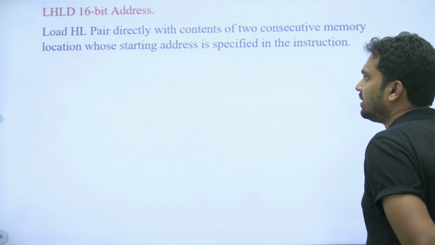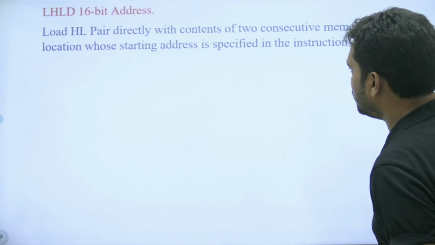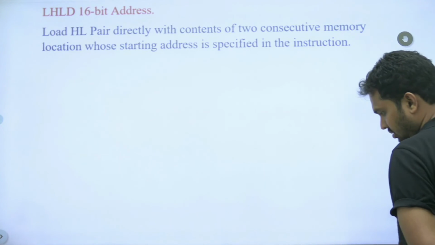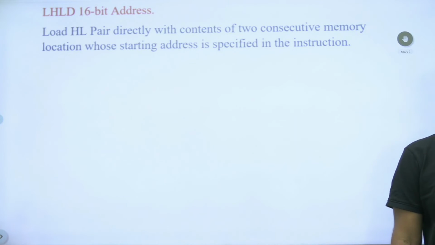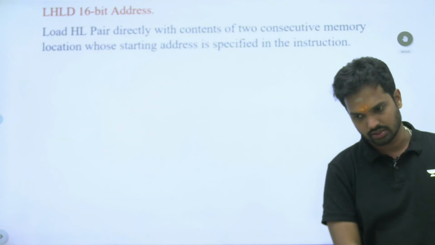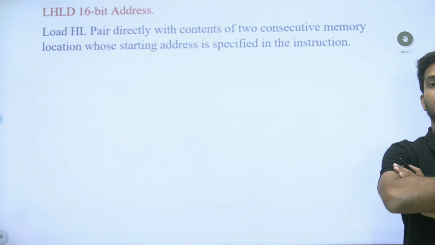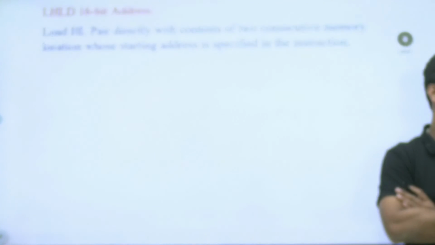So LHLD 16-bit address: load HL pair directly with the contents of two consecutive memory locations whose starting address is specified in the instruction. So here H and L will be loaded with the contents of two locations of the memory, which are specified in the instruction. Suppose you specify 2000, say 2000 and 2001. The data in these locations is given to the HL register pair. That is done by what we call LHLD. So the first data will be given to L, the second data will be given to H.